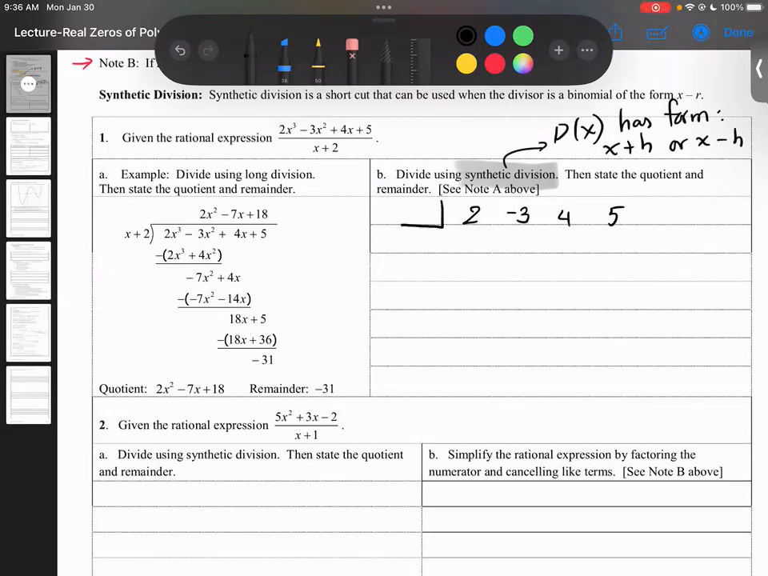And then to the left, you draw a little box. The box will be your zero. When I say zeros, meaning one of the solutions of the problem. Your divisor, you're going to set your divisor equal to 0, meaning you set x plus 2 equals 0. Subtract 2 both sides, x equals negative 2. So that's what you're going to put in your box. Basically, whatever you see there, just put the opposite number in the box. Does it make sense?